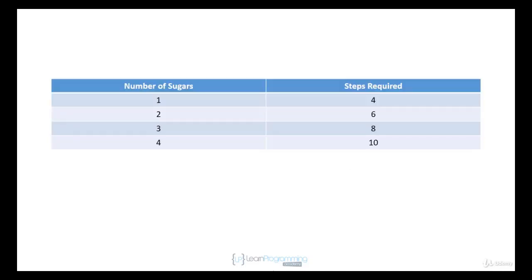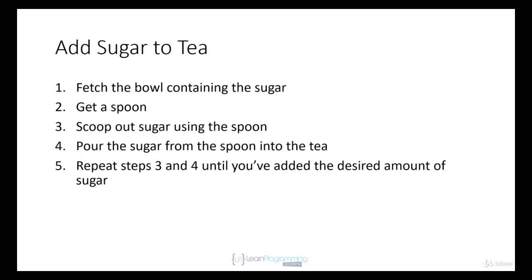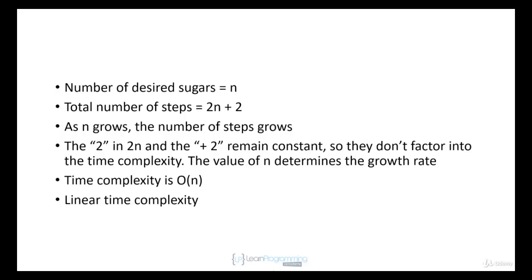And as we can see from our table and from our algorithm back here, the number of steps is going to be 2 times n plus 2. The reason for that is you have to repeat steps 3 and 4 for the number of sugars you have, so that's the 2n, and then the plus 2 is steps 1 and 2. Now, as we've seen, when n grows, the number of steps grows. But notice that the 2s in the 2n plus 2 remain constant. They don't change as the number of sugars changes, and because of that, we don't consider them when we're coming up with the big O value.